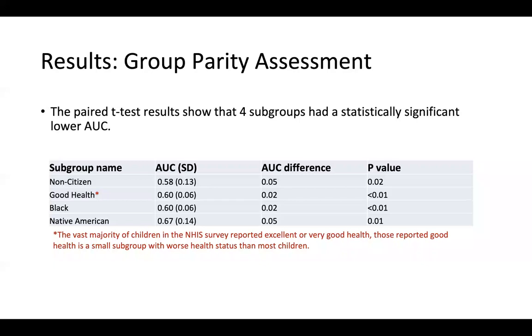It is essential to note that the vast majority of children in the NHIS survey reported excellent or very good health, and so reporting good health represents a small subset that has a less favorable health status than the majority of children.